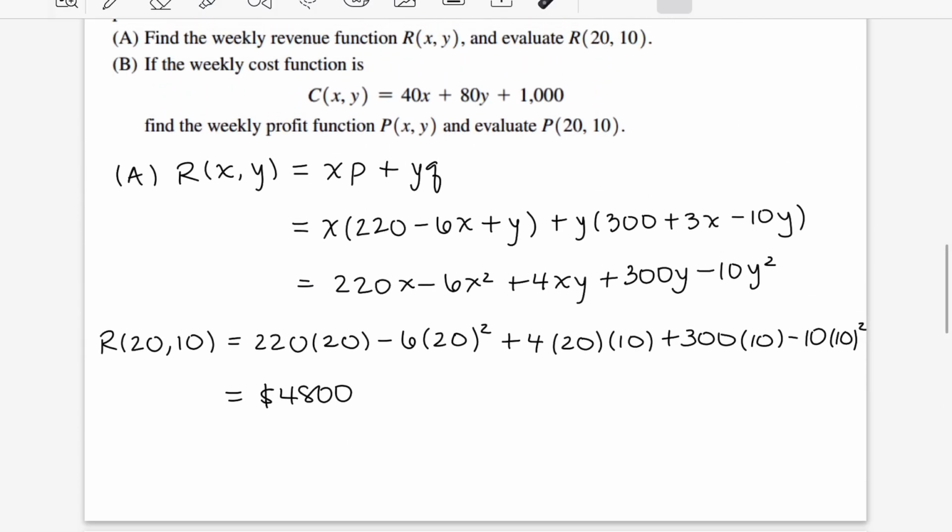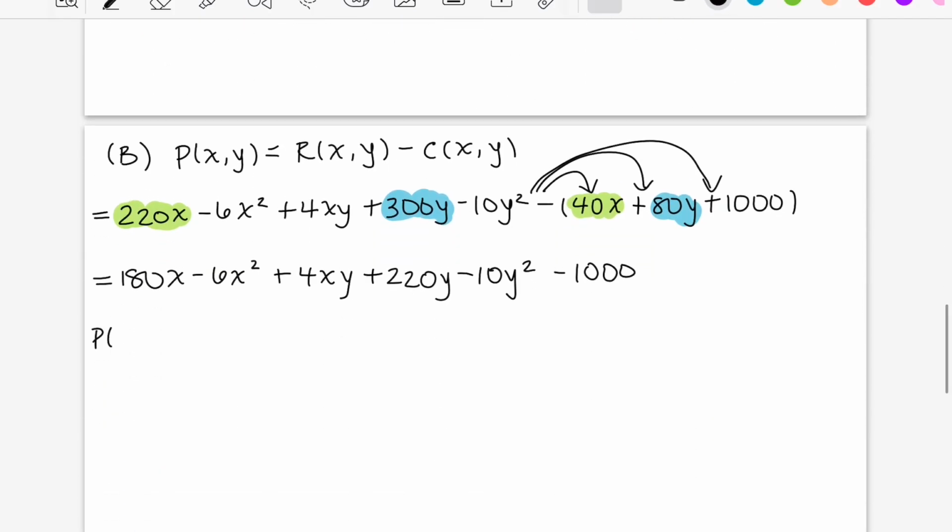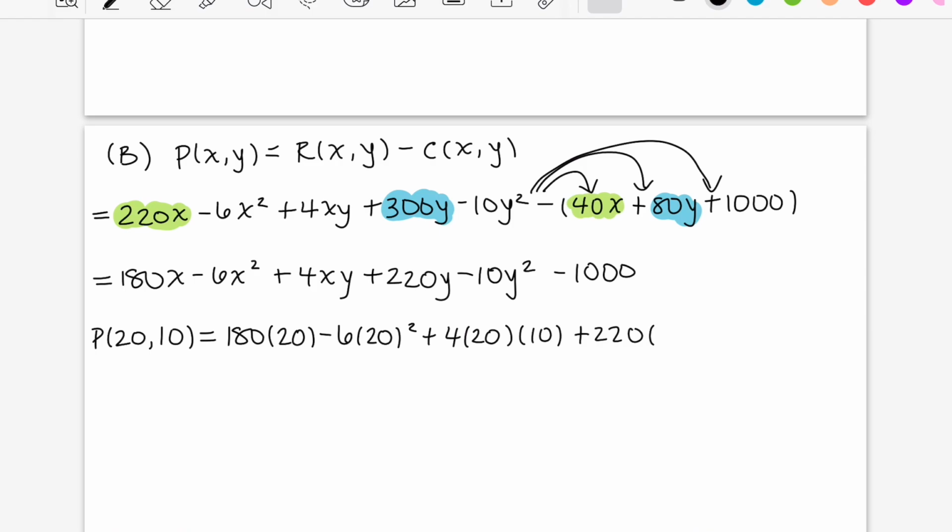And now we want to evaluate this when x is equal to 20 and y is equal to 10. Doing so, plugging in the values for these guys, and evaluating this, we will get $2,200. All right.